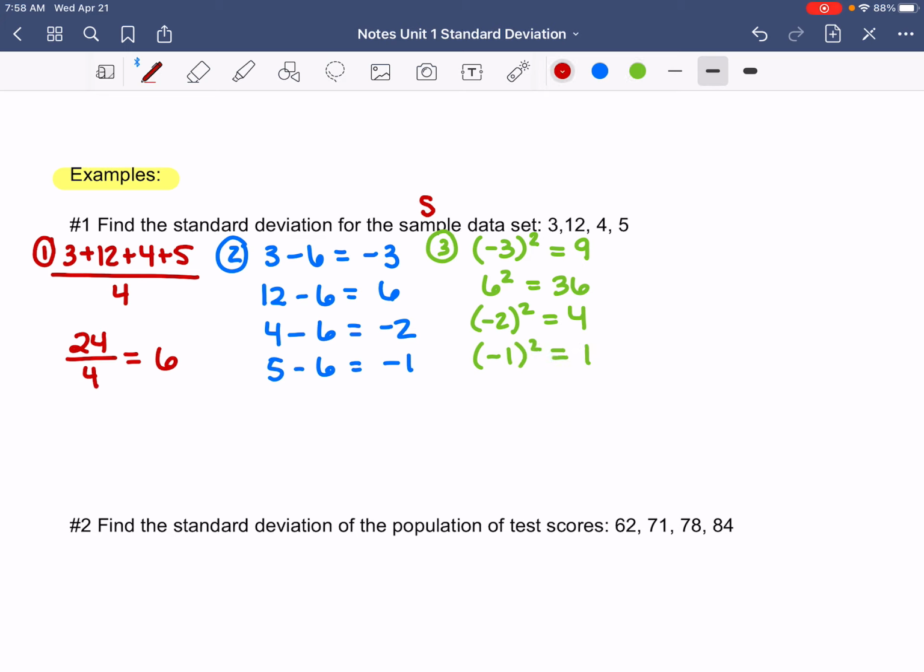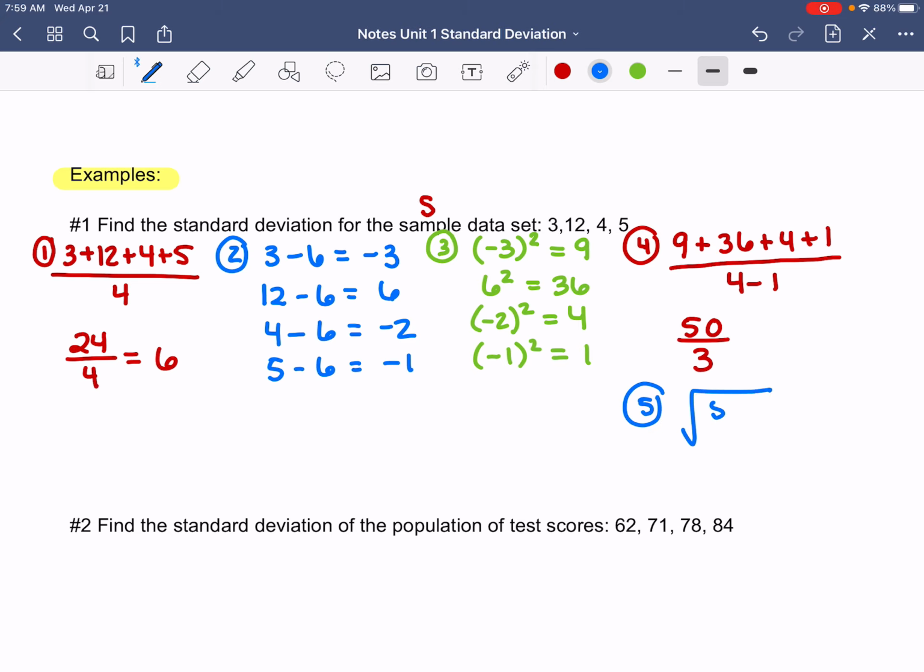Step 4, I'm going to add all of those numbers together and divide by, since it's sample, n minus 1. So 9, 36, 4, 1, divided by, there were 4 pieces, minus 1. When I add up 9, 36, 4, and 1, I get 50. So 50 divided by 3. It doesn't divide in evenly. I'm just going to leave it as a fraction because for step 5, we're going to square root that result. So the square root of 50 divided by 3.